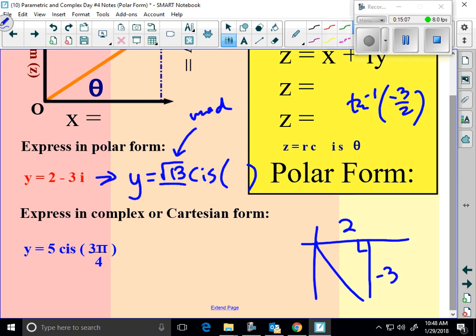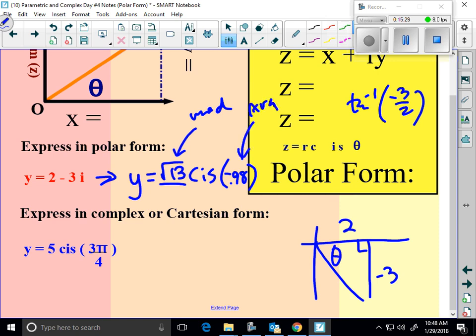Not sure. Luca, can you do that for me? Okay, so negative 0.98. Okay, so close to negative 1 radians, which would be in the fourth quadrant, obviously. So that would be our argument right there, theta.